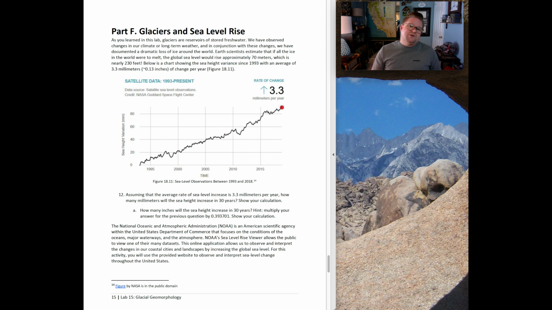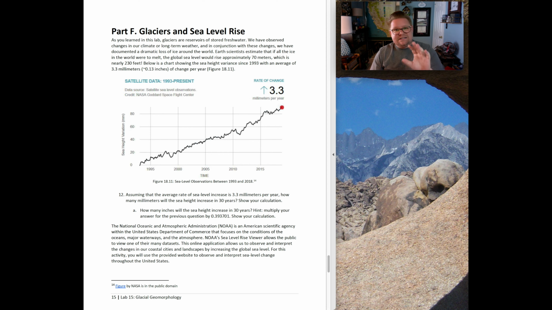Well, question 12 has you evaluate that, saying, assuming that it's on average 3.3 millimeters per year, how much more will the sea level rise over 30 years? And you'll multiply that out, be sure to show your work. Then you're going to convert that into inches, and you're going to see that these itty bitty little millimeters add up over a long course of time.